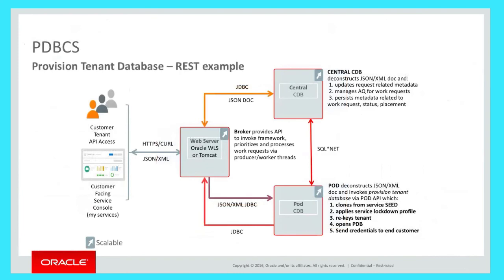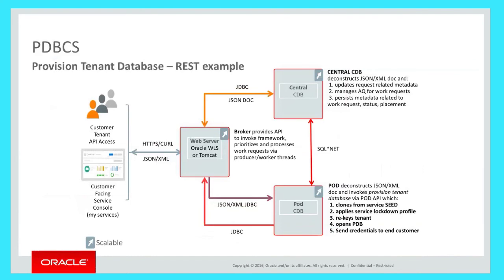So if we were to look at an end-to-end operation, we've got a REST request coming into the web service for provisioning. We are basically pushing JSON docs around, deconstructing those JSON docs and saving them as metadata in the central CDB, reconstructing a JSON doc to push out to the target pod to provision, or execute a particular lifecycle management operation, where we push that JSON doc via JDBC to the target pod to execute something. In this case, that execution is provisioning.